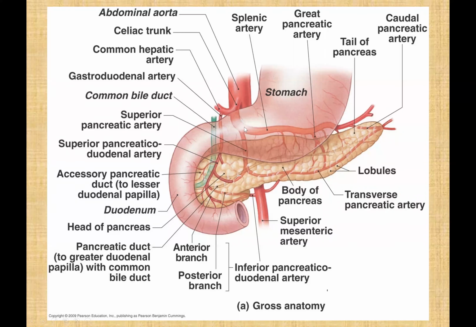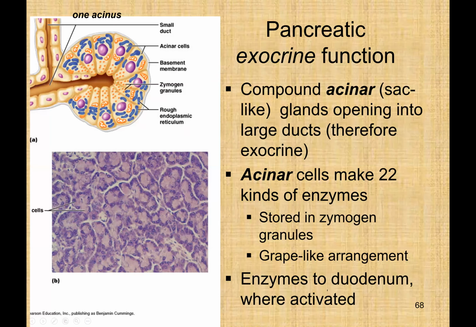Then from the common hepatic artery, there is a branch which is the gastroduodenal artery. And the gastroduodenal artery eventually, at the pancreatic region, takes the name pancreaticoduodenal artery, which gives branches to the duodenum and the pancreas. So this is how the pylorus of the stomach, the pancreas, and the duodenum are supplied with blood.